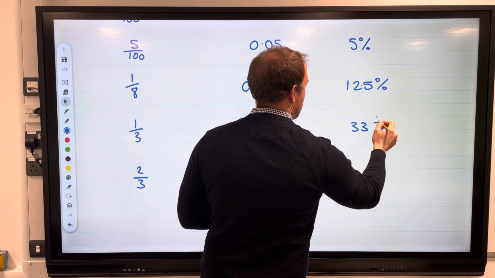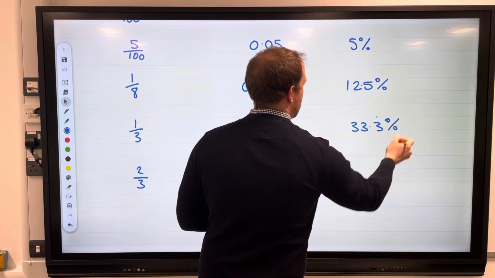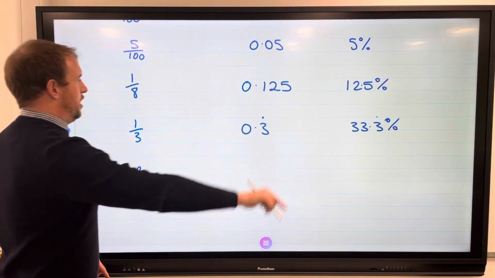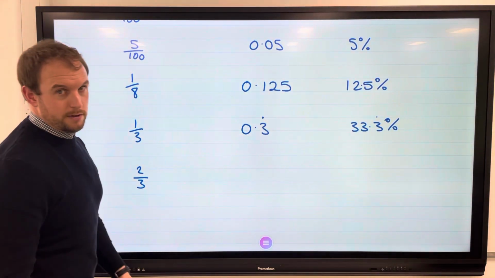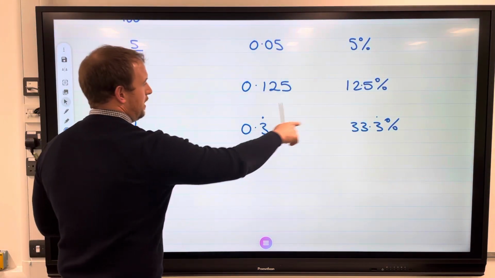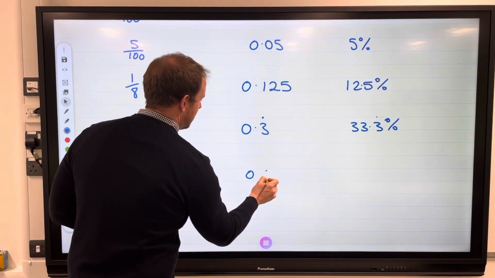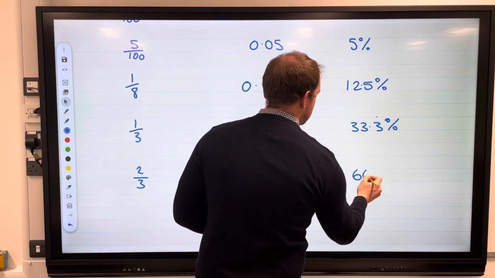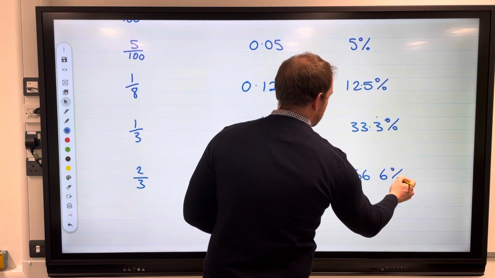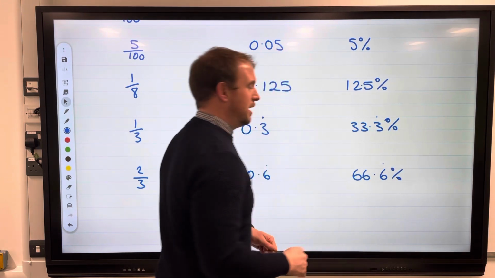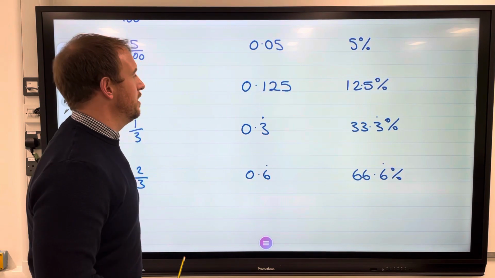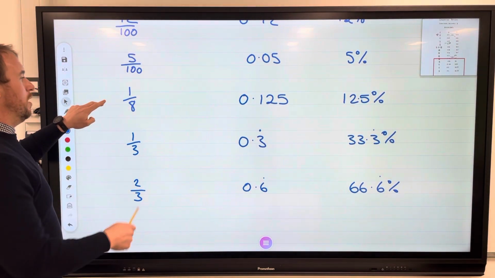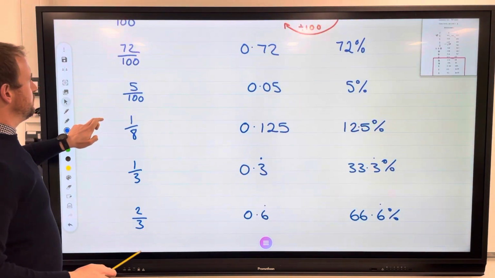33.3 recurring. So if 1/3 is 0.3 recurring, let's have a guess now what we think 2/3 is going to be. Well, let's just double everything here. So then this would be 0.6 recurring, which makes this 66.6%. Obviously recurring, remember that little dot above the recurring digit there. So these are all quite common. These are the tricky ones at the end.